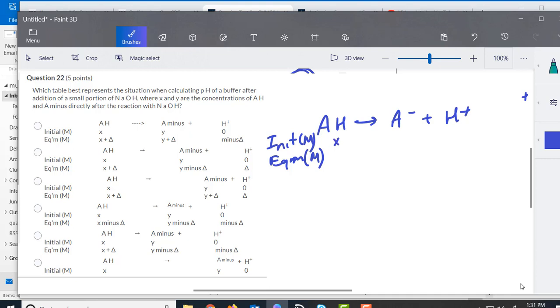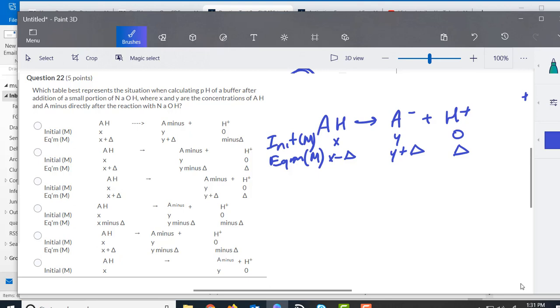or directly after the reaction of H plus and OH minus. And this will be Y, and 0 will be H plus, because the AH hasn't split apart yet. Now afterwards, the AH goes down in concentration because it's splitting apart. The A minus goes up in concentration because it's becoming that. And the H plus goes up by the same amount as the A minus goes up.